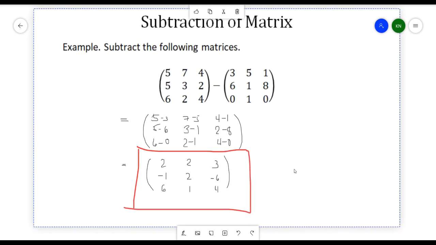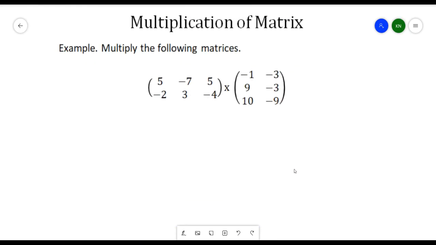Now we'll move on to the last topic, which is the multiplication of matrix. In multiplication of matrix, this is now different from the conventional operations that we had, like addition and subtraction. For this one, you need to assess first if the matrices can be multiplied by each other. How can we assess if they can be multiplied? You need to see the dimensions of the matrices. So for this one, the first matrix, this is our M1, right?